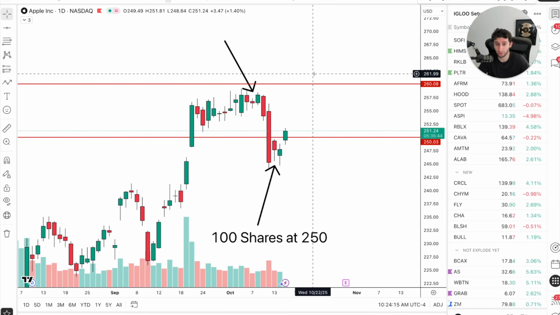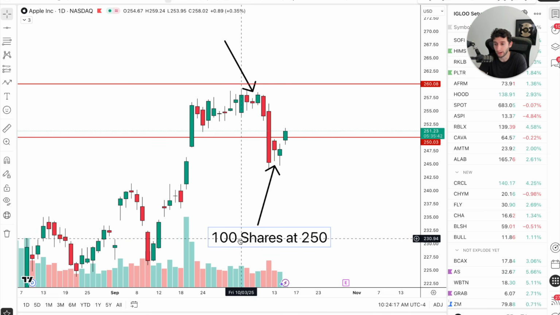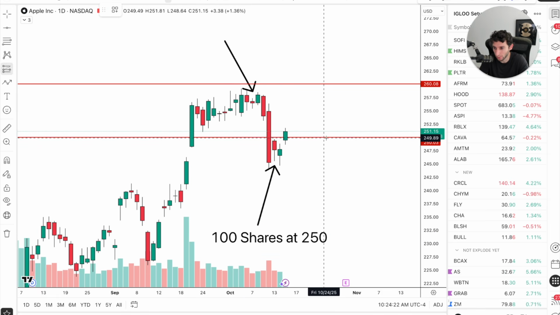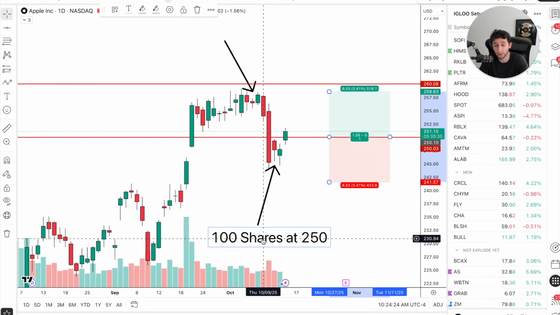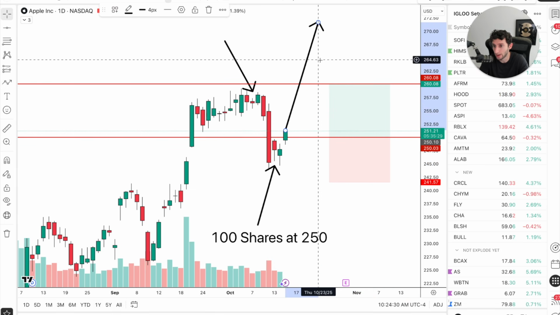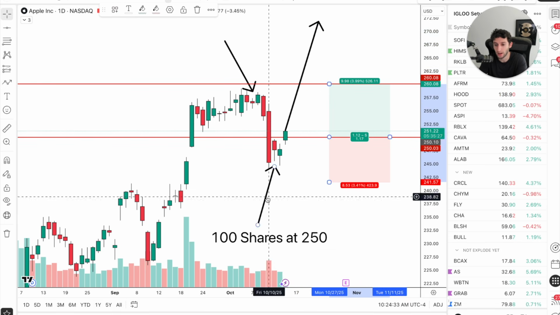I'm going to have to sell my 100 shares that I just got at $260. So now I'm in a position where I own 100 shares at 250, and I'm selling them at 260, and that's if the price really rises, goes all the way up here. I still made $10 per share on 100 shares. That's $1,000 I just made, right?